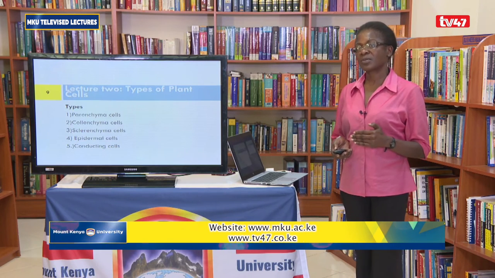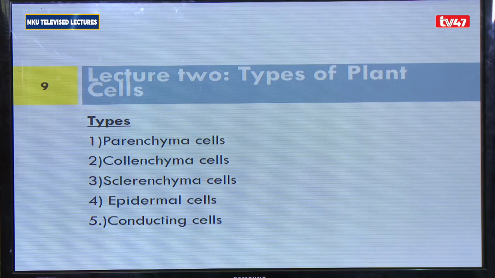Now, plants have got different types of cells, which vary in terms of specialization and in terms of the functions that they do. So they tend to vary in terms of structure and also function. Now, there are basically five types of plant cells: the parenchyma cells, the collenchyma cells, thirdly, sclerenchyma cells, the epidermal cells, and lastly, the conducting cells. Generally, the different types of cells vary in terms of structure and also in terms of function.